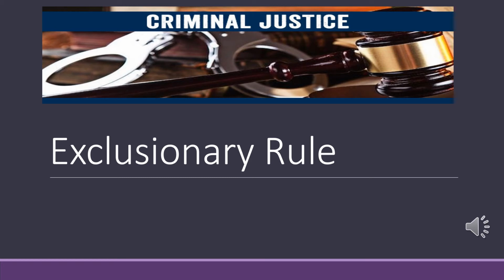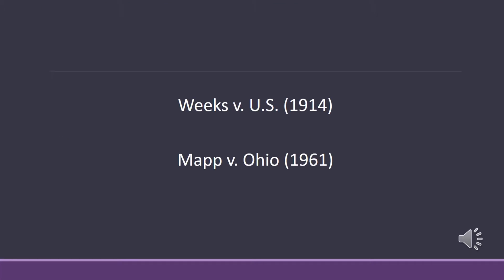In this discussion, we're going to be talking about the exclusionary rule and how the exclusionary rule has evolved throughout the history of our country. The exclusionary rule was established in American jurisprudence with Weeks versus the United States in 1914.